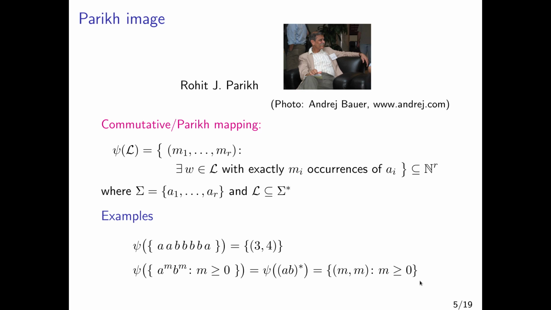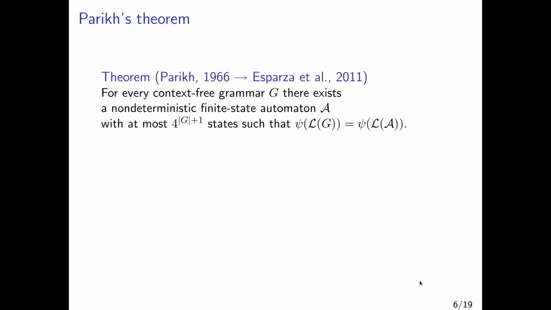So the Parikh image was proposed by Rohit Parikh at the beginning of the 1960s, at the outset of formal language theory. And here is a theorem that I formulate in a modern way due to Esparza, Kiefer, Ganty, and Luttenberger. So for every context-free grammar, there exists a non-deterministic finite automaton such that the languages of this grammar and of this automaton have the same Parikh image. So these two languages are Parikh equivalent, or you can say that the grammar and the automaton are Parikh equivalent.